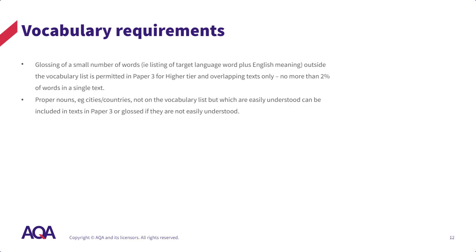Here we have some information about glossing, so that's providing the English meaning of a word in the reading tasks. And proper nouns, so for example, something like Madrid would be deemed to be easily understood, and a noun like Alemania would be glossed because that would be deemed not to be easily understood.